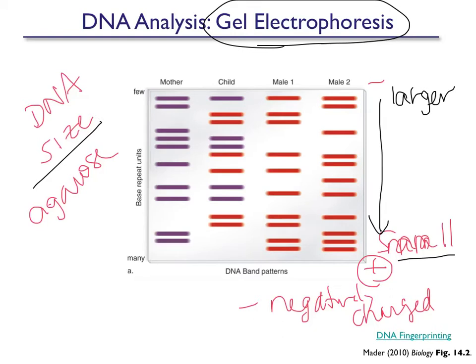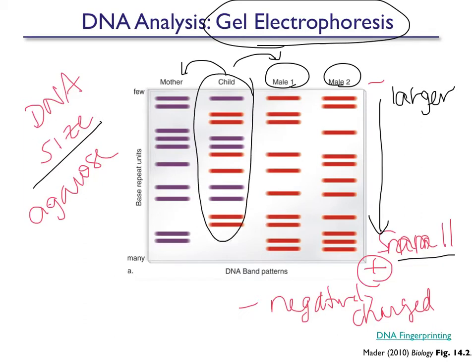And you can see lots of different bands here. This gel represents DNA from different sources: a mother, a child, and I guess in this case we're looking at paternity because we have two males, probably trying to determine who the father is. Because the child would have gotten some of its DNA from its mother, some from its father, we can analyze the child's DNA to see which of the two males it matches.